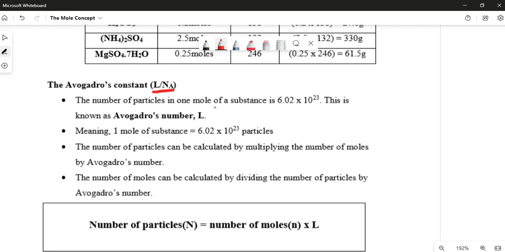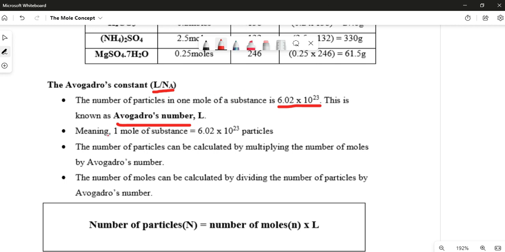The Avogadro's constant, or the Avogadro's number, L. The number of particles in 1 mole of a substance is 6.02 times 10 raised to the power 23. This is known as the Avogadro's number L, as discussed. Which means that 1 mole of a substance is 6.02 times 10 raised to the power 23 particles. So the number of particles can be calculated by multiplying the number of moles by Avogadro's number.